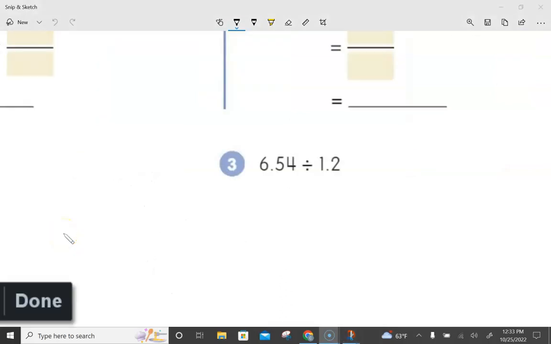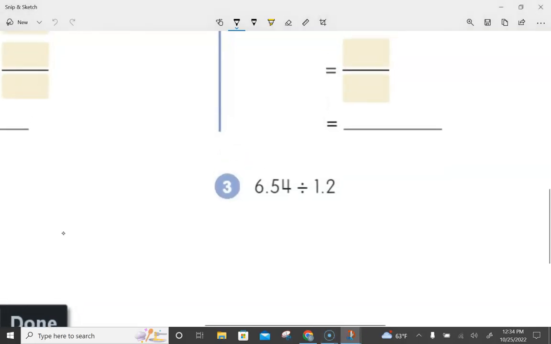Now we're going to jump over to page 140, and now we're going to take a look at dividing decimals with 1 or more decimal places. Okay, so with this type of problem, we are just going to do long division with this. So we have 6 and 54 hundredths divided by 1 and 2/10. Okay, so what we're going to do, we're going to set this up with our division house here.